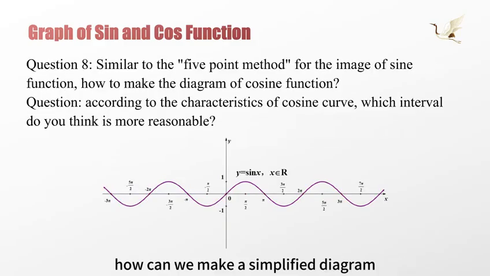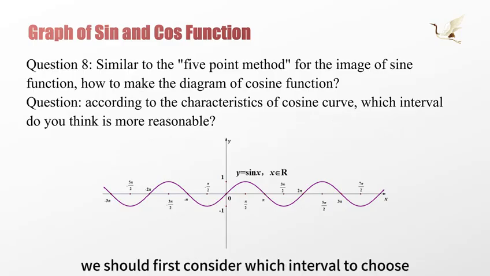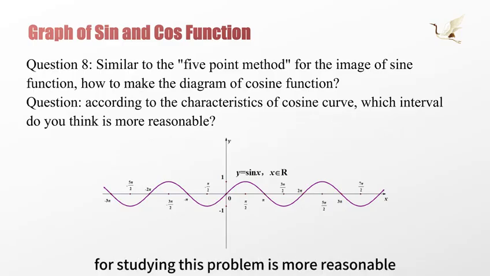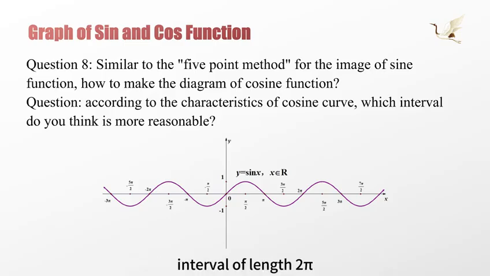How can we make a simplified diagram of the cosine function, similar to the 5-point method for creating a sine function image? To think about this issue, we should first consider which interval to choose for studying this problem is more reasonable. So, according to the definition of the cosine function, we can know that we still need to take an interval of length 2 pi.